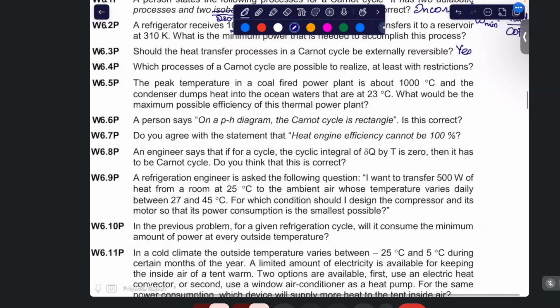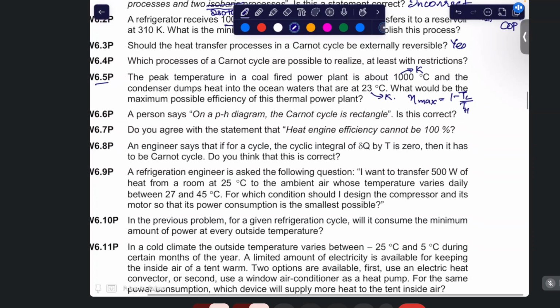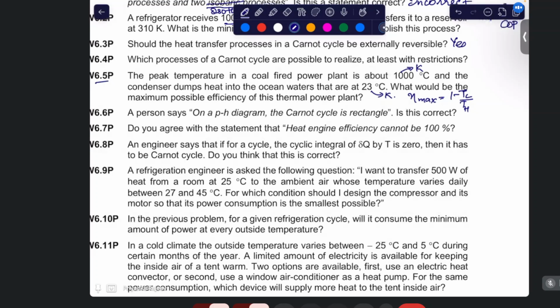Okay, next. Fifth question. The peak temperature in a coal-fired power plant is about 1000 degrees centigrade, and the condenser dumps heat into the ocean water that is at 23 degrees centigrade. What would be the maximum possible efficiency of this thermal power plant? So first we have to convert everything to Kelvin. Then find eta max equal to 1 minus TL by TH. Using that equation, you can find eta max, which will give you the maximum possible efficiency of this thermal power plant.